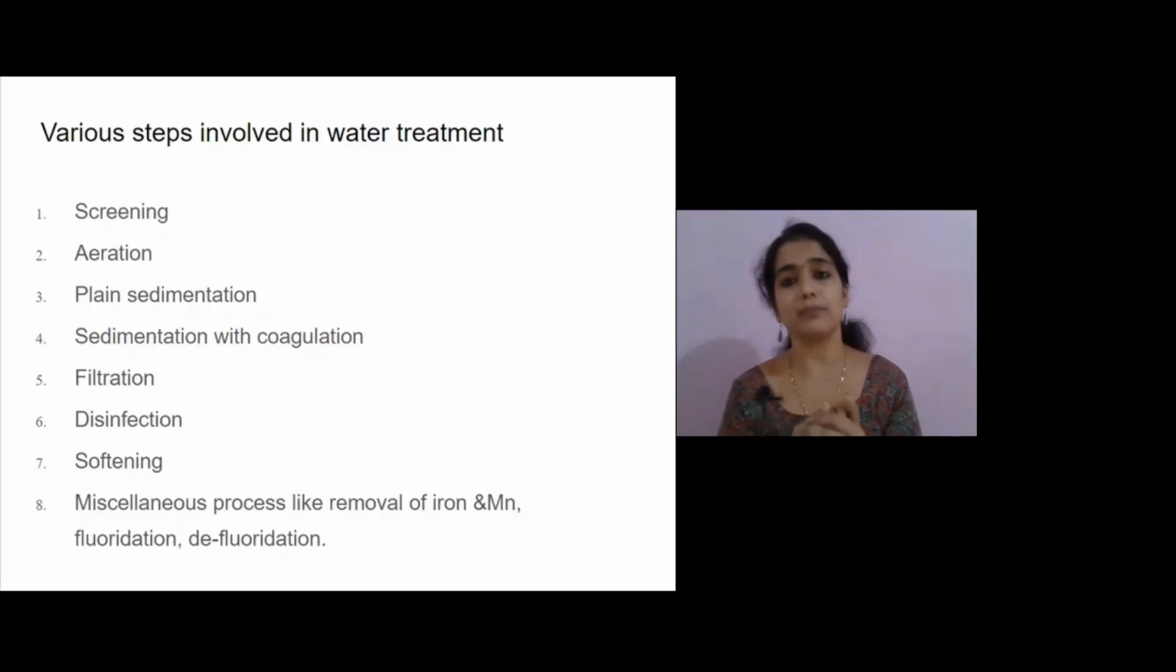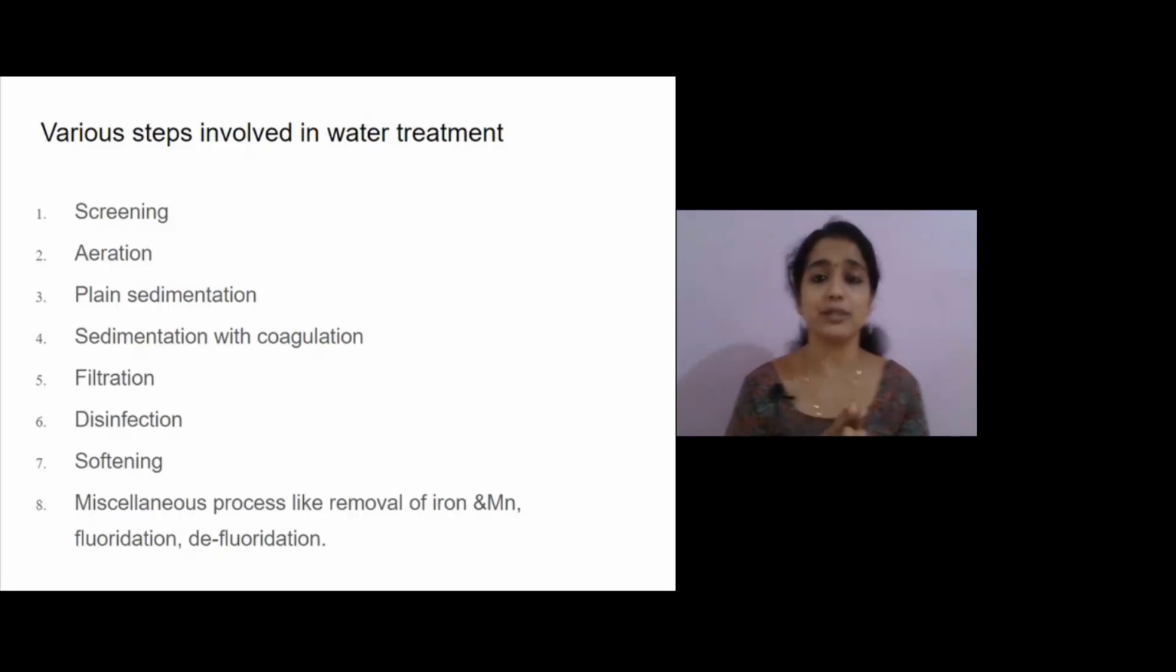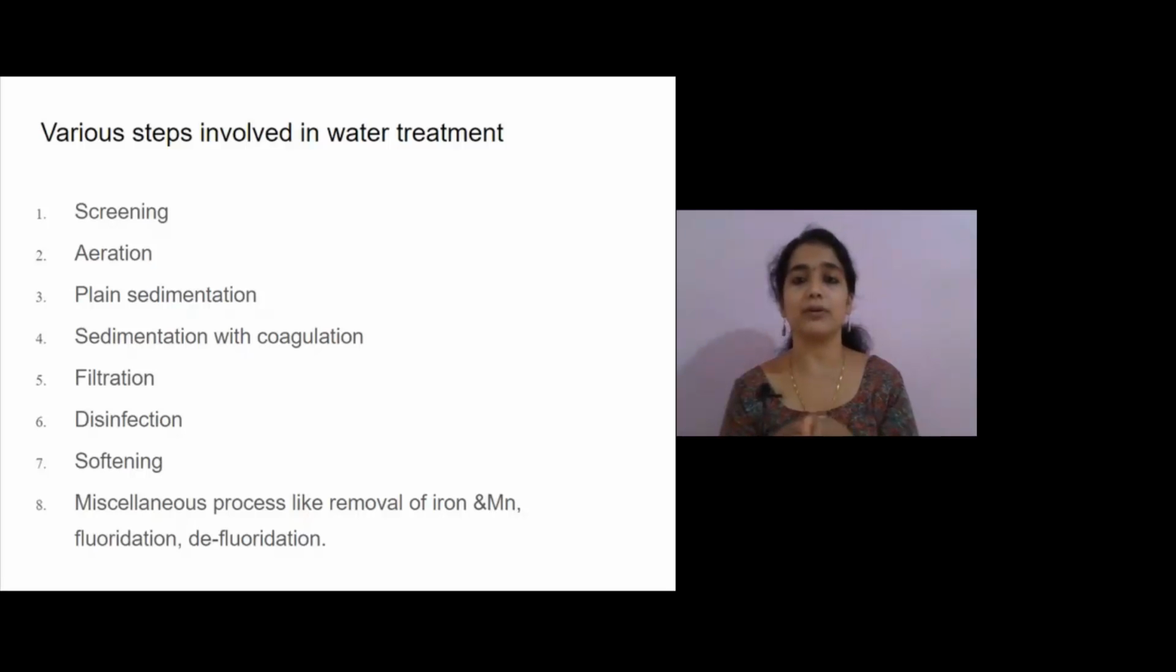Then the softening process. In the cases where the water is hard water, we have to soften the water for using it for drinking purposes and for various industrial purposes. Then miscellaneous processes like removal of iron and manganese, fluoridation, defluoridation. These miscellaneous processes are adopted only when these types of impurities or pollution are present in the water. This is the basic structure of a water treatment system.